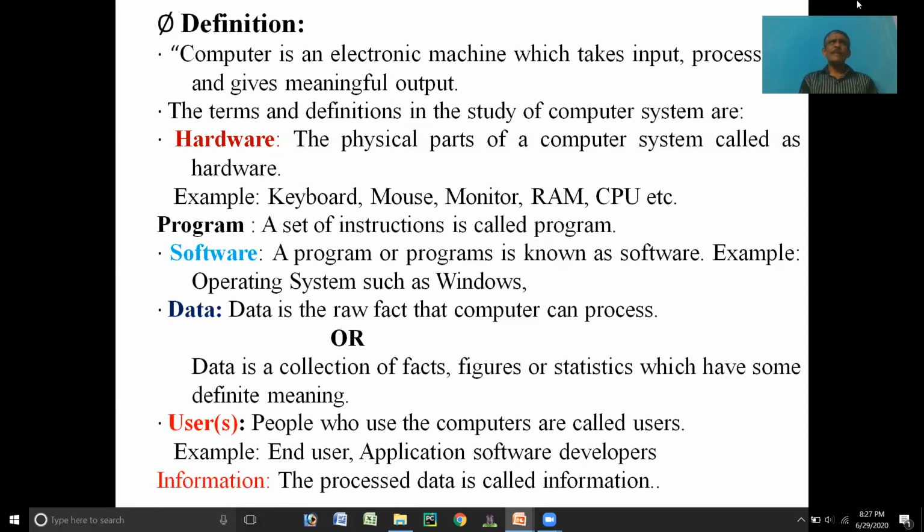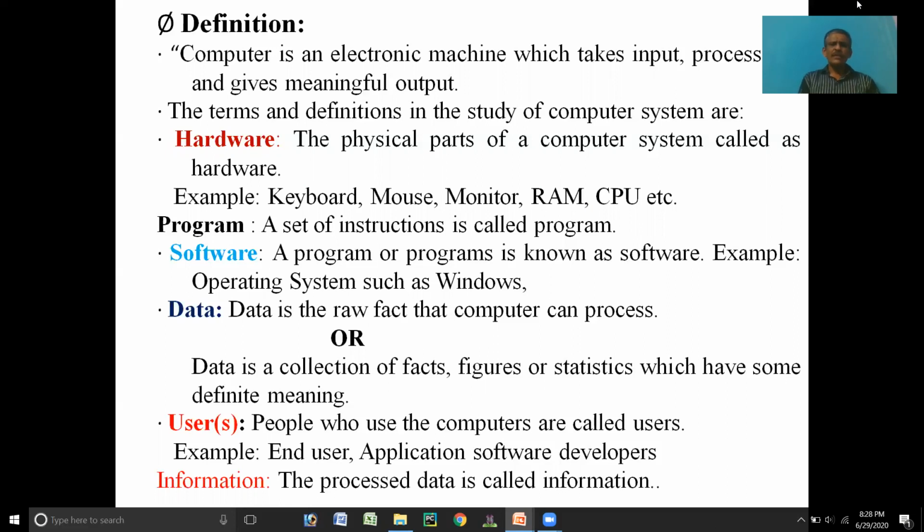So what is an input? The data or instructions given by the user to the computer is called input. Its opposite term is output. The information which we are getting from a computer is called output. Then process is the work that should be done by the system.